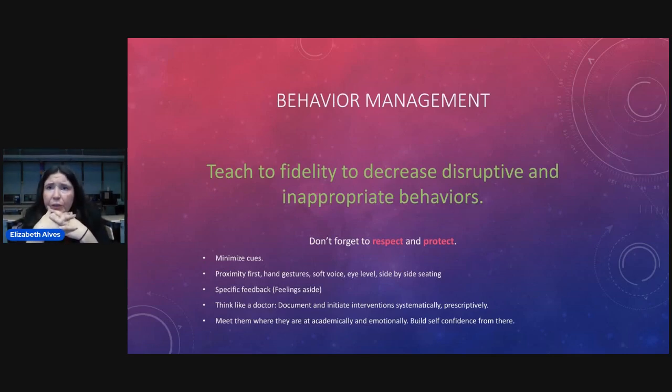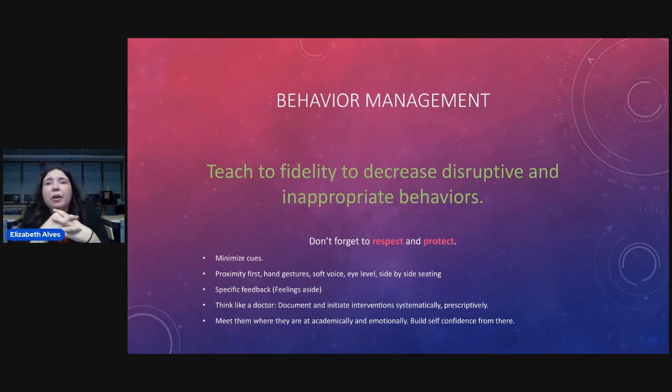So if you want to be able to manage their behaviors better, other than teaching really well, you want to do things like minimizing cues. So when you're talking with a student and you have a lesson, you want to make sure that if they're across the room and you see that they're not on task, something as simple as walking by them and using your proximity can set them on task better than shouting across a room and drawing attention to them. You want to really make sure that you are respecting them and protecting how they are feeling in that environment.